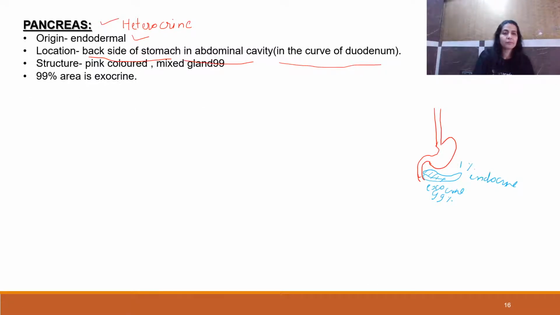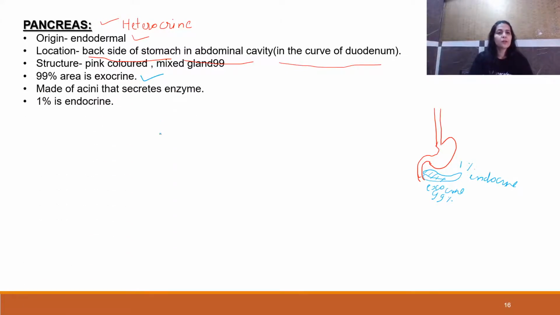Okay. Is the location clear to everyone? It is a pink colored, mixed gland, 99% exocrine and 1% endocrine. What will the exocrine part be known as? The exocrine part is known as acini. Okay? All right. And what does it secrete? Since it is an exocrine part, it will secrete enzymes.